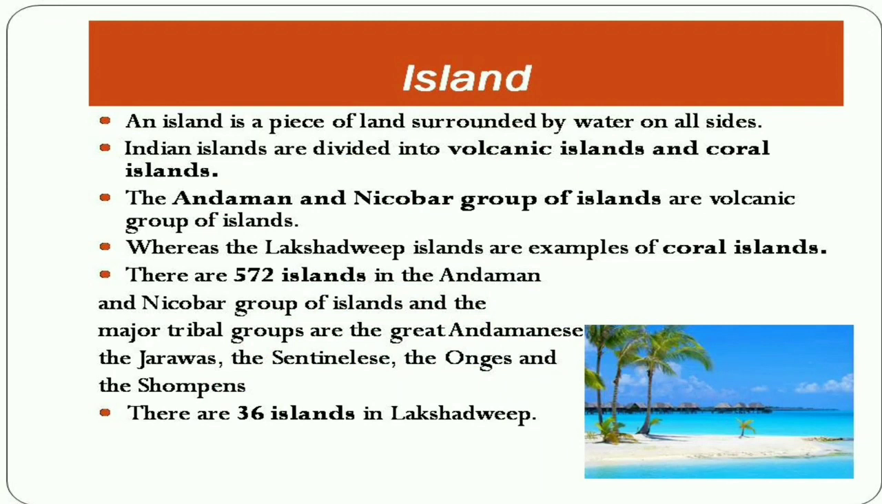And you can see some of the hills on the islands, and they are covered with evergreen forest. Do you know what's an evergreen forest? Forest which remains green throughout the year because of continuous rainfall. Coconut is the main produce of these islands. There are about 572 islands in the Andaman and Nicobar group, 36 islands in Lakshadweep. The main tribal groups of Andaman and Nicobar group of islands are the Great Andamanis, the Jarawas, the Sentinelese, the Onges and the Sompans.